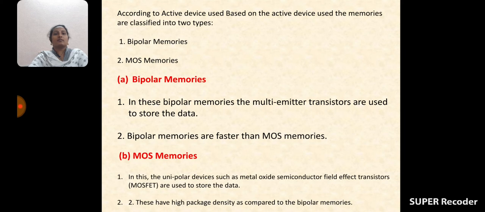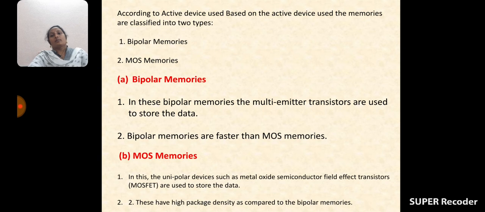In these bipolar memories, emitter transistor logic is used to store the data. TTL logic is there. If we are working with TTL logic, then the memories are called bipolar. Bipolar means both majority and minority charge carriers are involved in the process. And the next one is MOS memory. These are called unipolar. Either only the majority carriers or only the minority carriers are involved in the process.